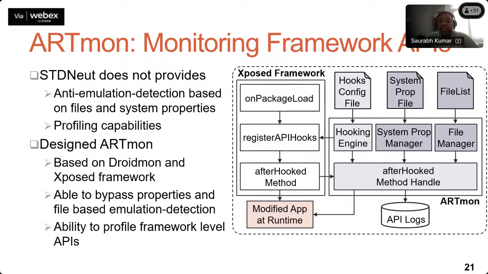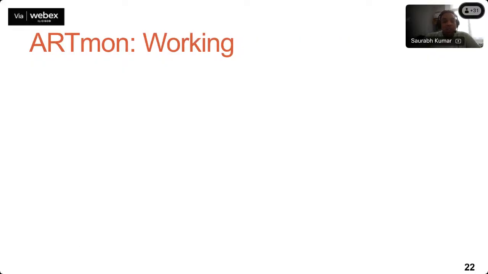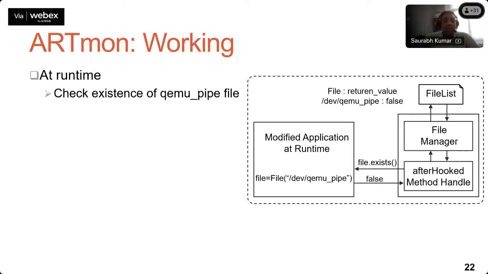Now then, let's see how it actually works. So the working is in this way. Whenever at runtime, let's say somebody wants to check some file information, whether this kind of file is there or not, or let's say somebody wants to check whether the SU binary file is there or not. SU means the superuser capabilities.